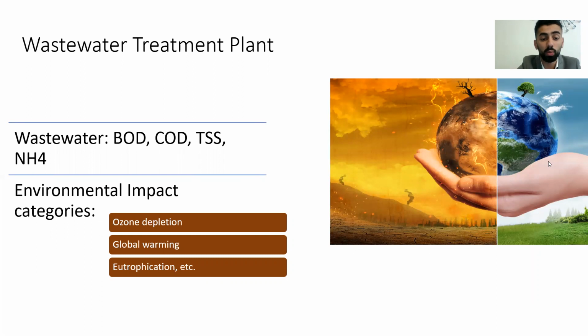Now, a wastewater treatment plant is used to purify untreated water from a variety of sources, such as households, workplaces, labs, and sewer systems, so the water may be safely disposed of or reused. Those are the main parameters that indicate the water quality, such as BOD, biological oxygen demand, COD, and so on. To minimize those parameters, we should treat the wastewater that may impact our environment negatively in many different ways, such as ozone depletion, global warming, eutrophication, and so on.